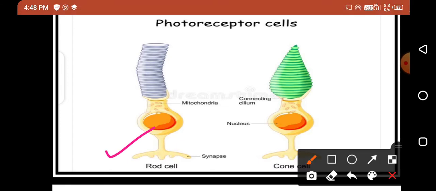Photoreceptor cells, rod cells and cone cells, these are the photoreceptor cells. That means these are light sensitive cells which are present in our retina, and these cells are shaped like rods, so these are known as rod cells, and these are shaped like cones, so these are known as cone cells.